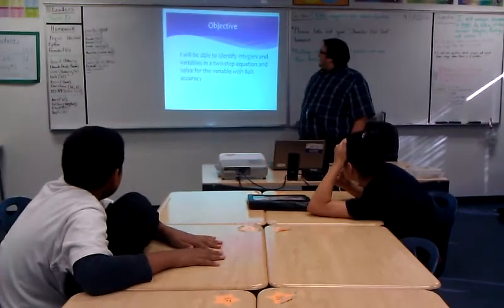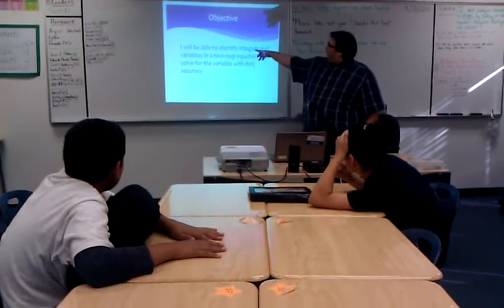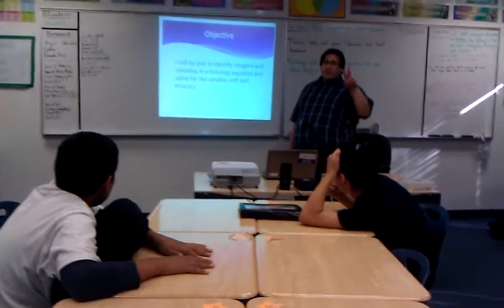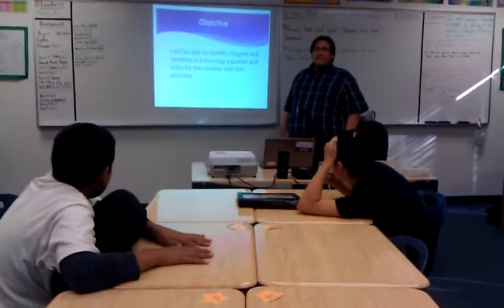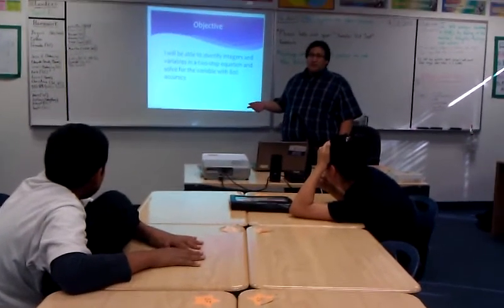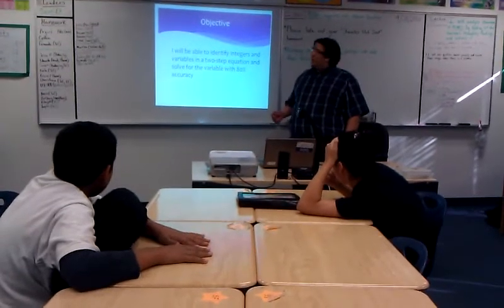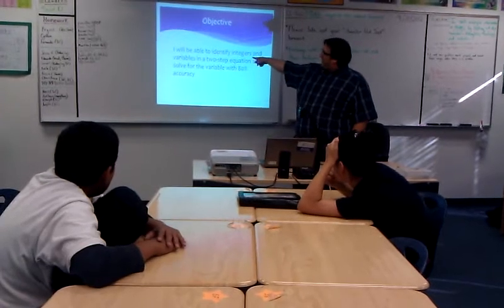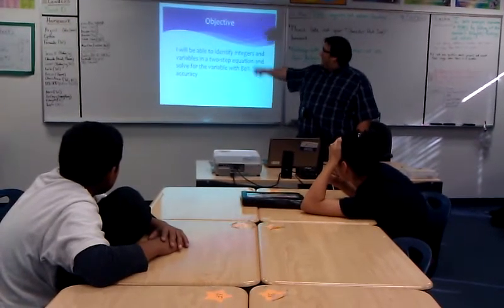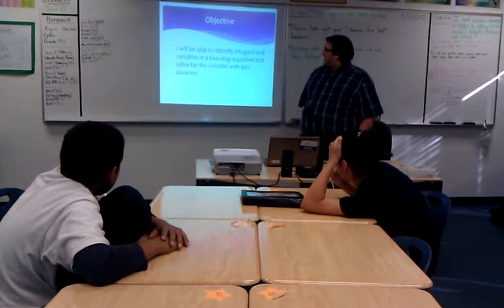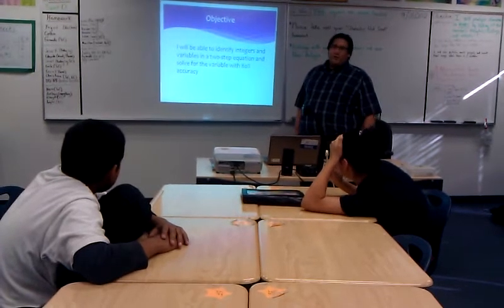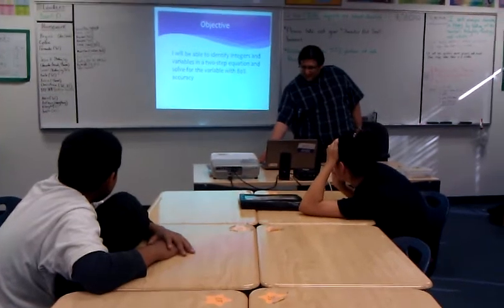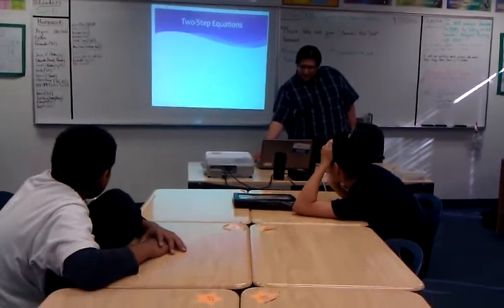During today's lesson, our objective is that we'll be able to identify integers and variables in a two-step equation. We're moving forward now. From last night, you learned one-step equations. We're going to build on what you know and move to two-step equations. And your objective today will be identifying integers and variables in a two-step equation and solving for the variable with 80% accuracy. Okay?